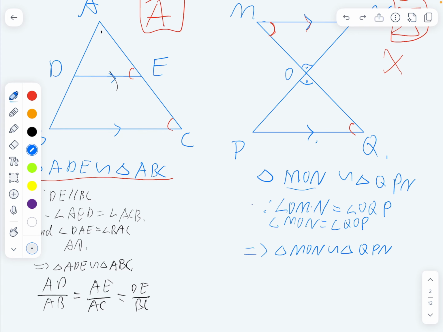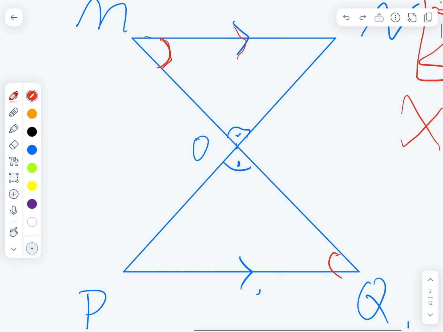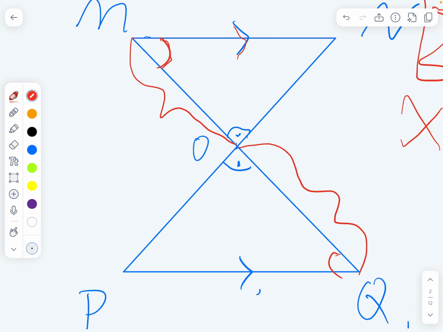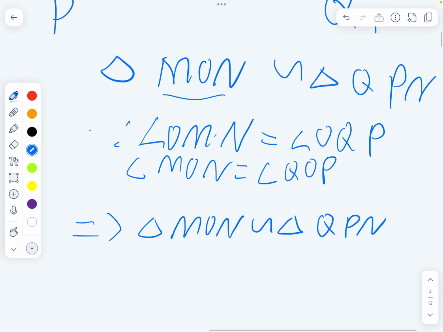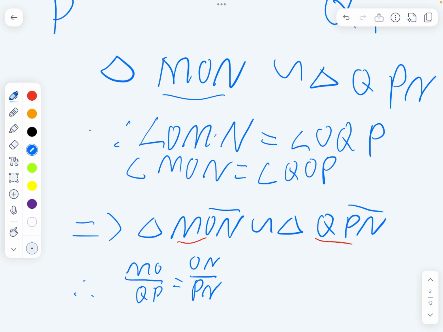So we can get that these two sides have ratios equal to some value. The first one is MO over QO, the second one is OM over OP, and the third one is MN over QP.